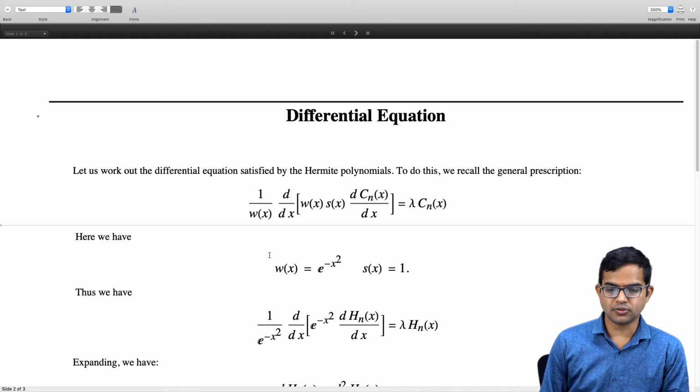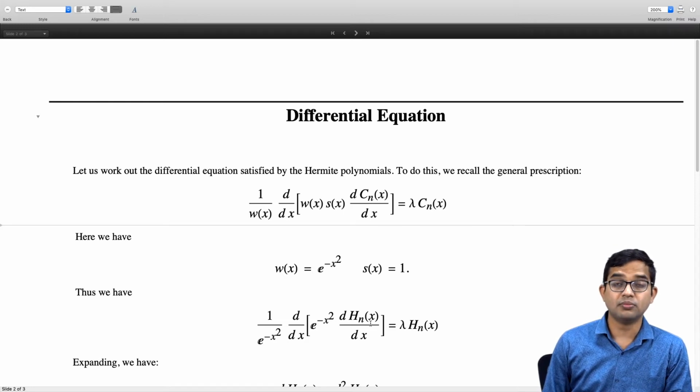So first of all, we must plug in w of x is equal to e to the minus x squared. That's the weight function corresponding to Hermite polynomials. S of x is just 1, right? So it goes all the way from minus infinity to plus infinity. So S of x really does not have a role here. So all we have to do is work out this quantity. So this gives us e to the x squared times the first derivative of e to the minus x squared times the first derivative of hn of x, which must be equal to some lambda times hn of x. But what this lambda is, we will work it out explicitly here, right?